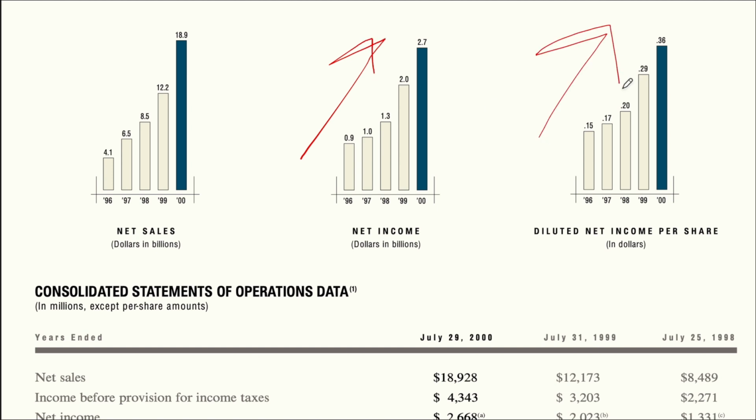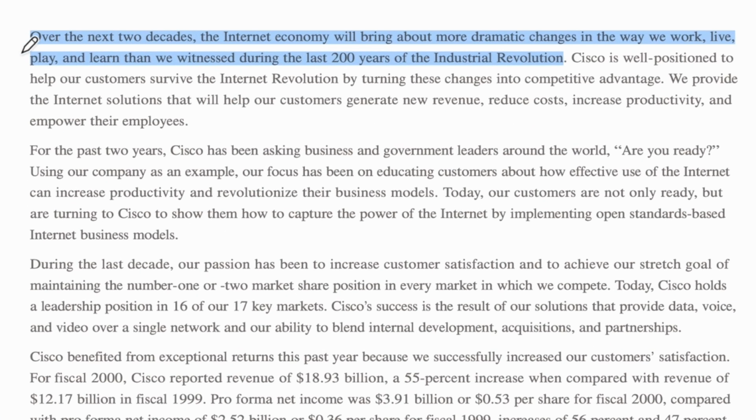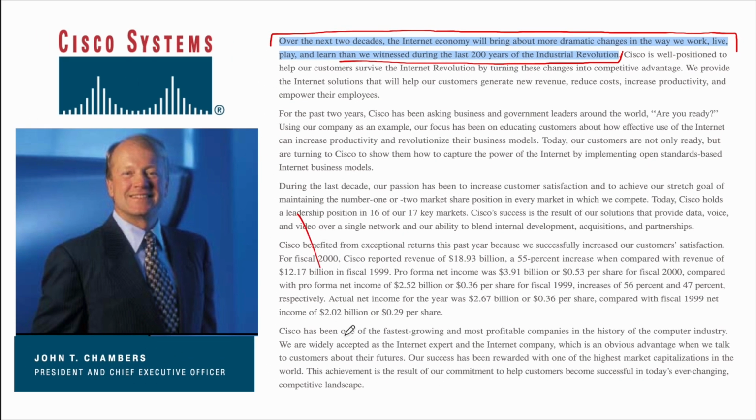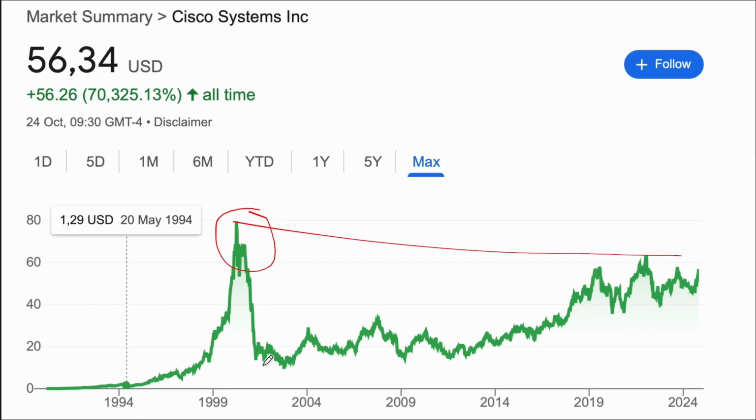Per share was booming. The CEO was discussing that over the next 2 decades the internet economy will bring about more dramatic changes in the way we work, we live, we play, we learn than we witnessed during the last 200 years of the Industrial Revolution. And he was completely correct on those changes. The problem is that that did not reflect into earnings. Cisco did continue to grow, but not to justify the exuberance of the high price to cash flows. It just continued to compound at its compounding levels.